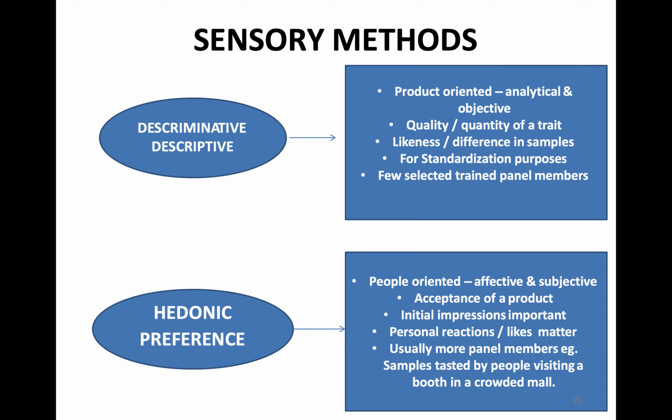Likeness or difference in the sample for standardization process, and is done by only a few selected trained panel members. In comparison, hedonic preferences are affective and subjective, usually done for acceptance of a product. Initial impression is important. Personal reaction or likes matter. Usually more panel members are involved. The sample is tested by people visiting a booth, usually in a crowded mall, in a school, college.